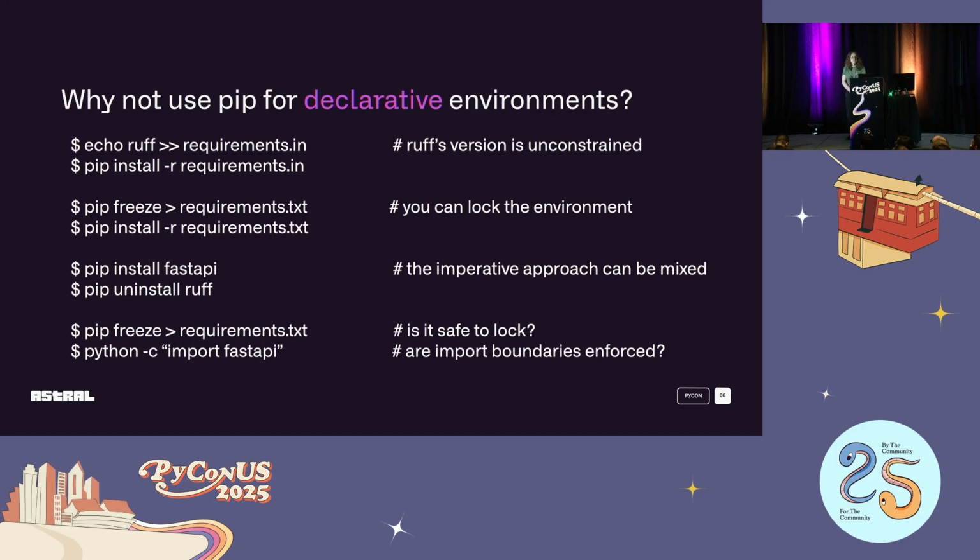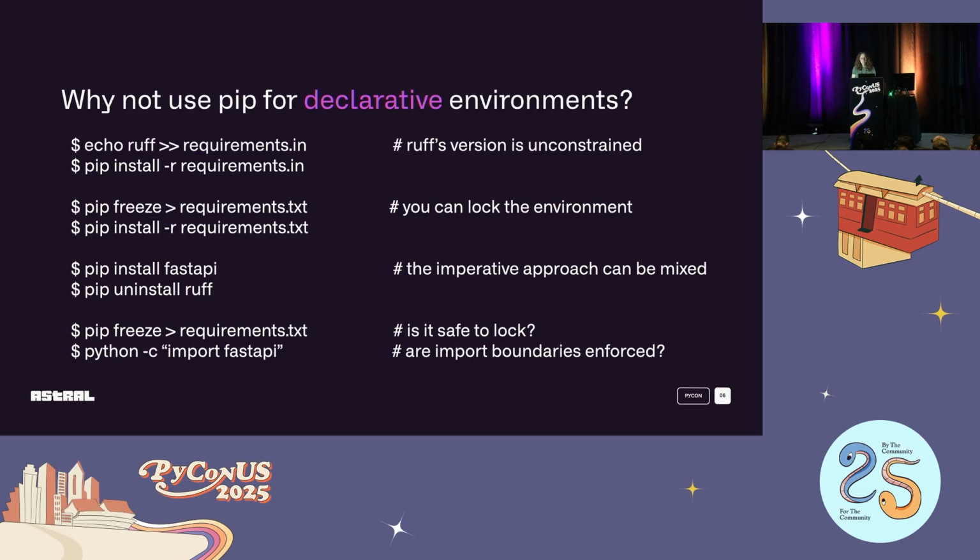So why not use pip by itself for declarative environments? Because it's tricky. For example, when you echo rough to your requirements.in file, you can notice that we're not specifying a version of rough. And even if we specified a lower bound here, users can get an arbitrary version of rough. So you might have one developer on one version and another developer on another. Or you might be working with some version locally, but a different one in production. This is how we get incidents.